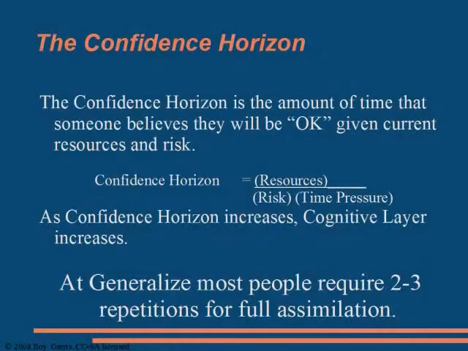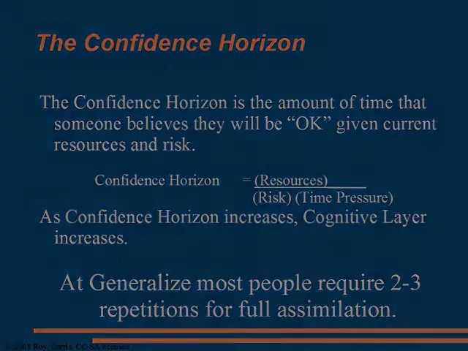The way that we manipulate somebody, I should say motivate someone's cognitive layer, is a concept that we call the confidence horizon. Simply stated, the confidence horizon is the amount of time that someone believes they'll be okay given their current level of resources, their current level of risk, and current time pressure. So for some people, it's 2 weeks. For others, it's 2 years. Now, confidence horizon rises and falls depending on changes in the environment.